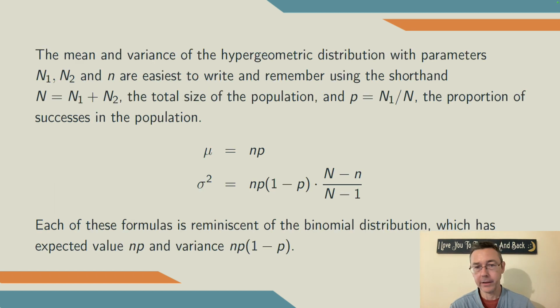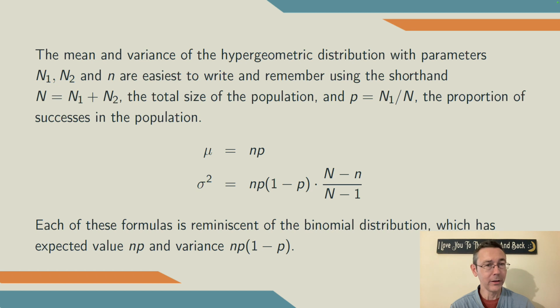The mean and variance of the hypergeometric distribution with these parameters are easiest to write and remember using the shorthand capital N is N1 plus N2, so that's your total population size, and P is N1 over N, the initial proportion of successes in that population. Then the expected value of a random variable with this distribution is n times p, and the variance is n times p times 1 minus p times big N minus little n over big N minus 1.